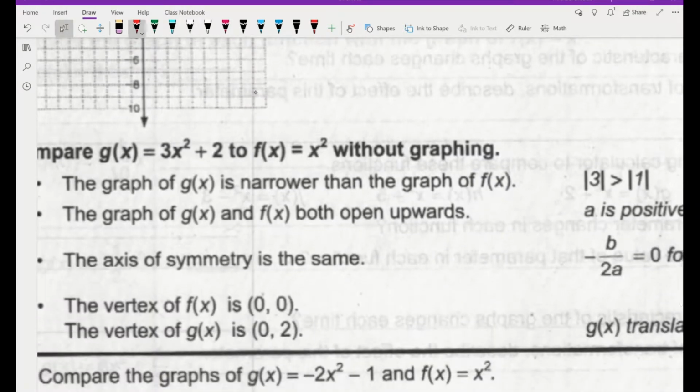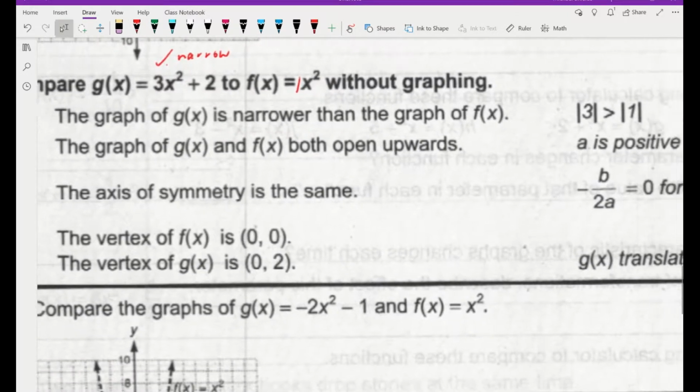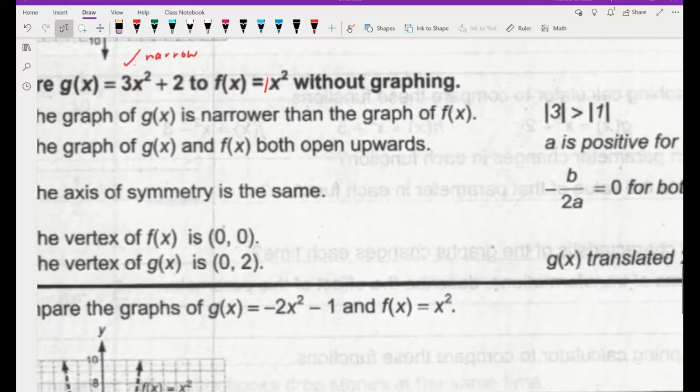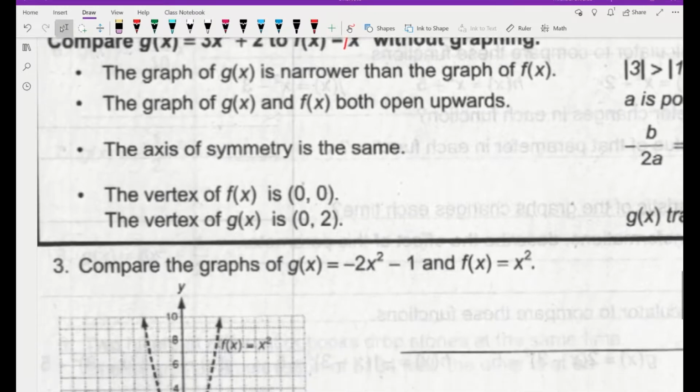Now this graph here at g of x, see the 3 is greater than the number 1 here in front of the x squared. So this graph will be more narrow because it's greater than 1. Remember, values between 0 and 1 are wider. And as a review of previous lessons, they were just finding the axis of symmetry here, x equals negative b over 2a. They're just confirming that they have the same axis of symmetry.